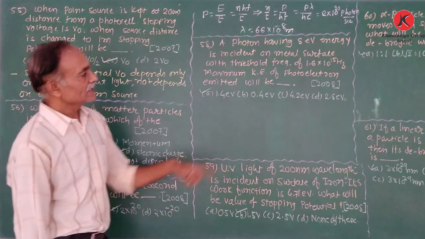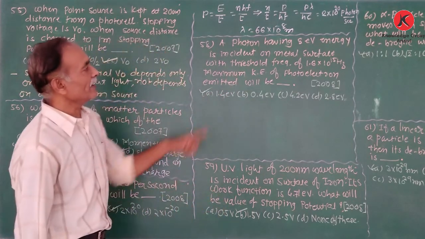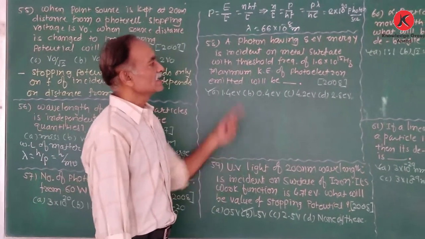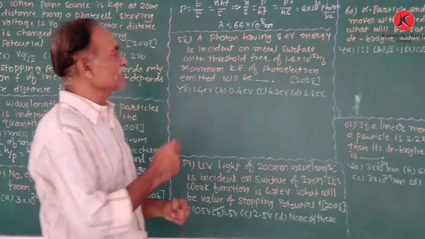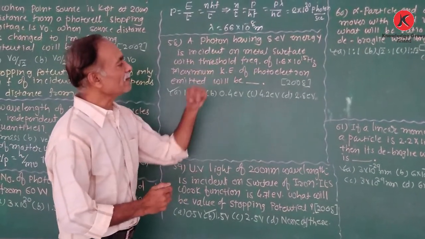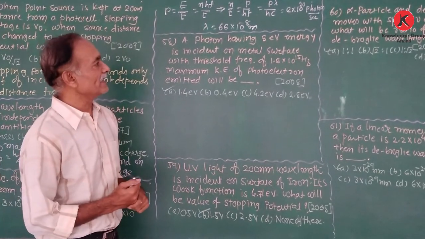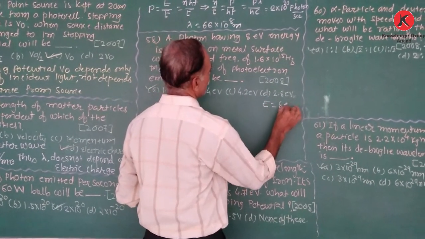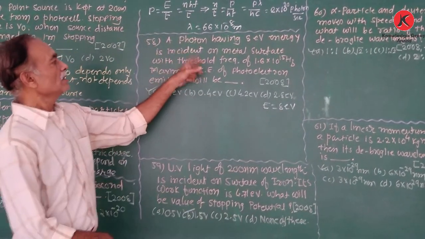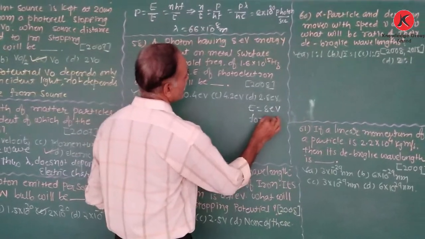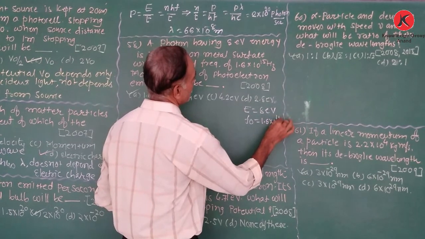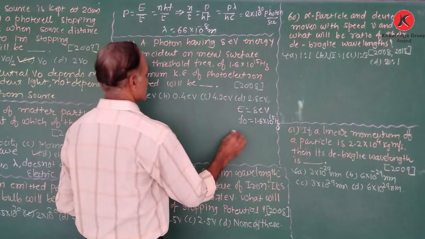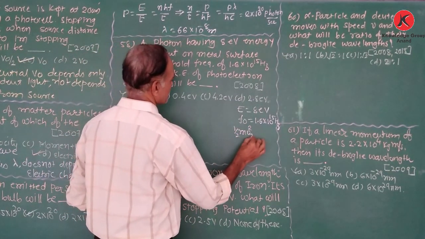Okay. After that, the next question, asked in 2008: a photon having 8 electron volt energy is incident on a metal surface with threshold frequency of 1.6 × 10^15 Hz. The maximum kinetic energy of the photoelectron emitted will be? The photon energy E is given as 8 electron volt. The threshold frequency f0 is 1.6 × 10^15 Hz.